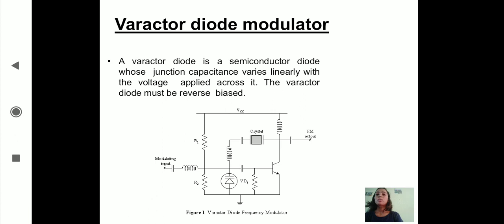Varactor diode modulator. A varactor diode is a semiconductor diode whose junction capacitance varies linearly with the voltage applied across it. The varactor diode must be reverse biased. Here is the diagram of the varactor diode frequency modulator.